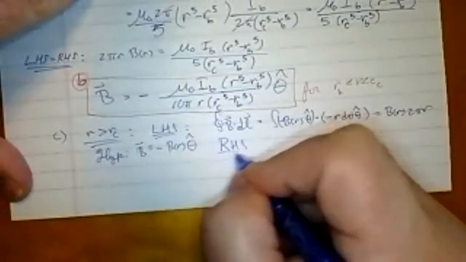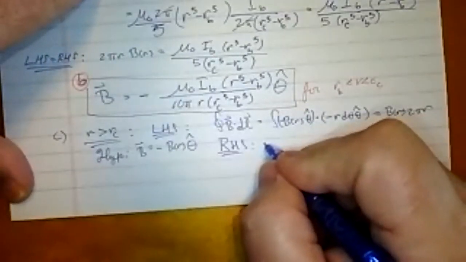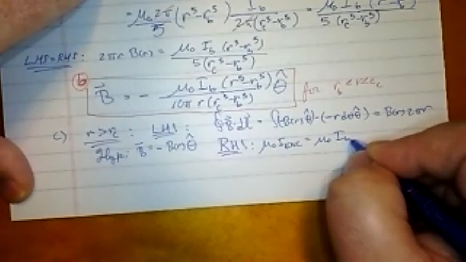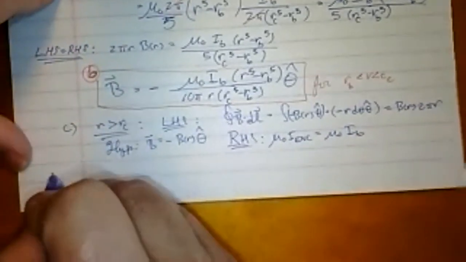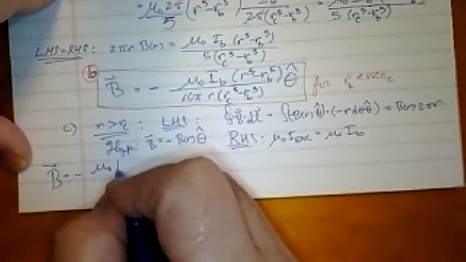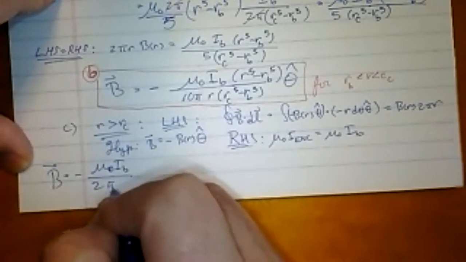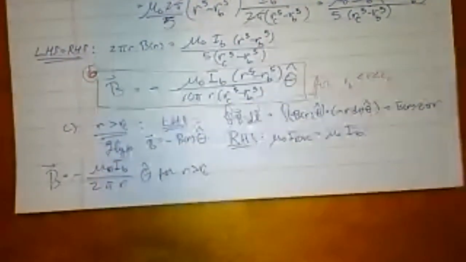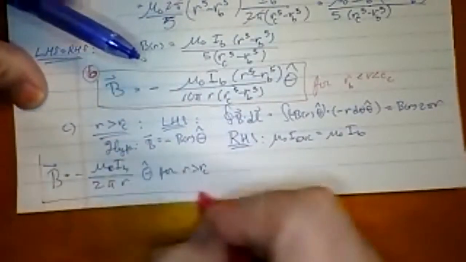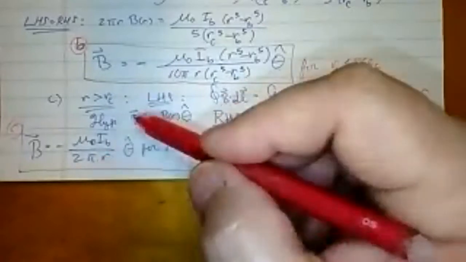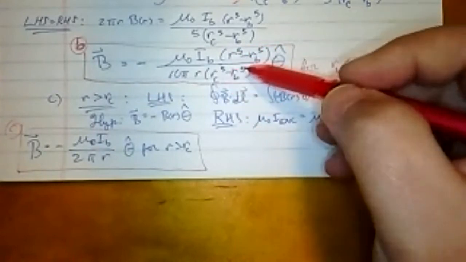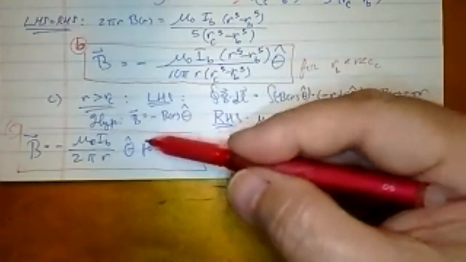The right-hand side is super easy. In this case, mu 0 I enclosed is just equal to mu 0 IB. So my answer is B is equal to negative mu 0 I B over 2 pi R theta hat for R greater than RC. And I'll circle this and say that's part C. And if you actually try to let R equal RC, when you do that here, you get RC minus RB to the 5th over RC minus RB to the 5th. Lo and behold, you get exactly the same thing.